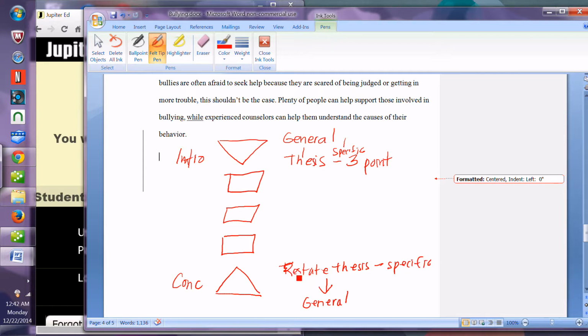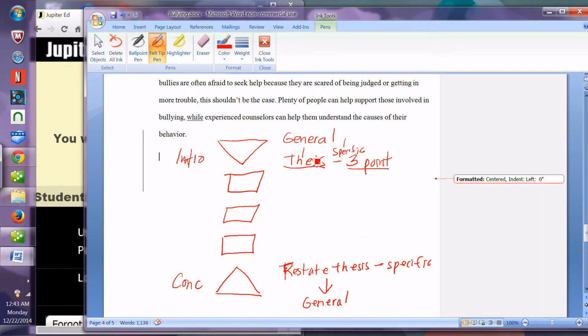And when I say restate your thesis, I don't want you to just copy and paste the same sentence. You're going to restate it using different words, but say the same thing. So you're basically going to tell your reader, this is what you're going to read about these 3 things. And then when you get down here to your conclusion, you're going to say, this is what you just read about these 3 things. And then you're going to move out.